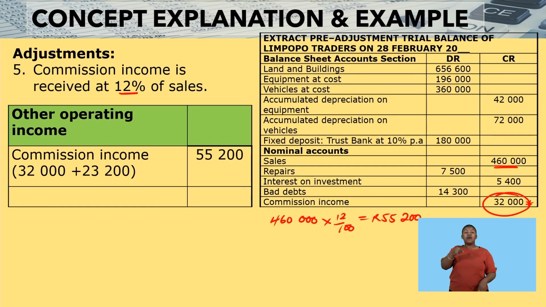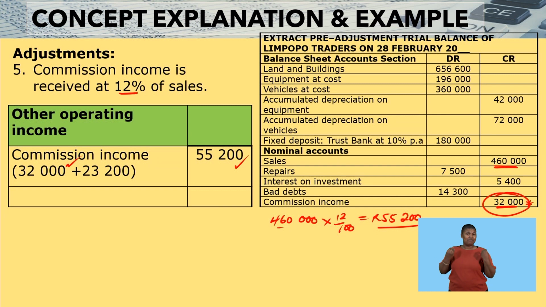That means when we come into our statement of comprehensive income, commission income goes to other operating income. All right? So we say commission income. The amount in the list of balances is 32,000. Yet for the year we are supposed to get 55,200. That is what we are supposed to get for this financial year. That means there is some commission income that we have not yet received.